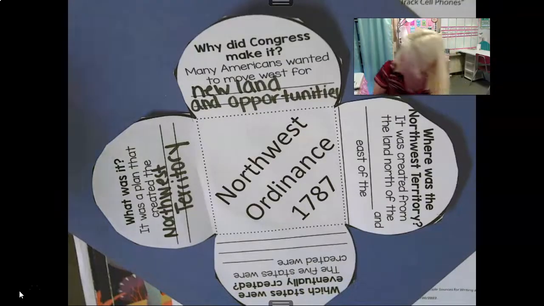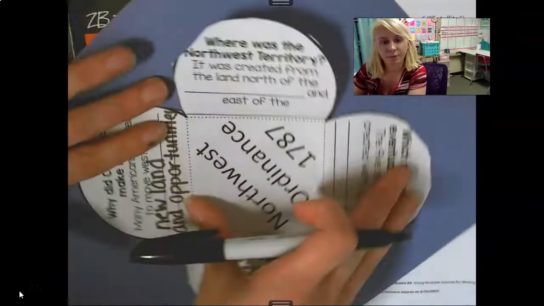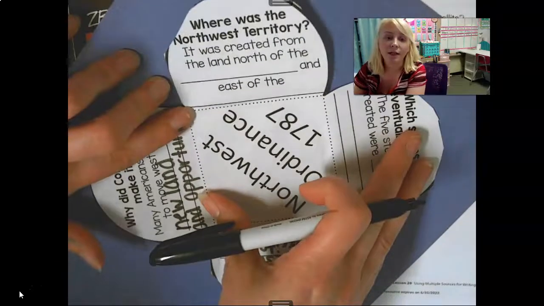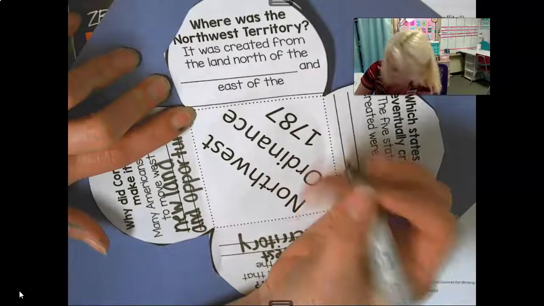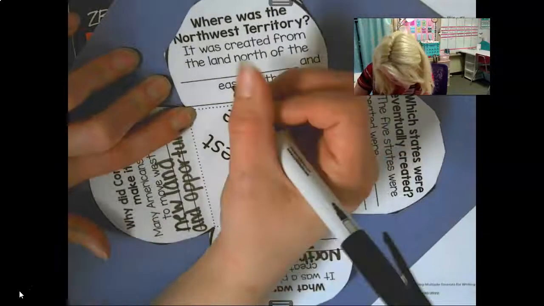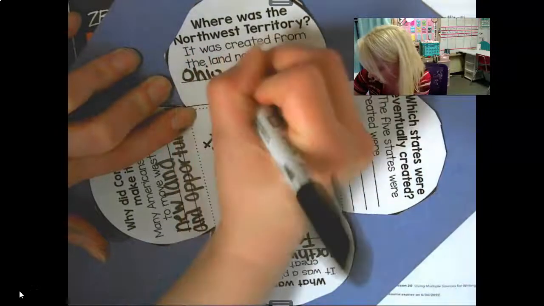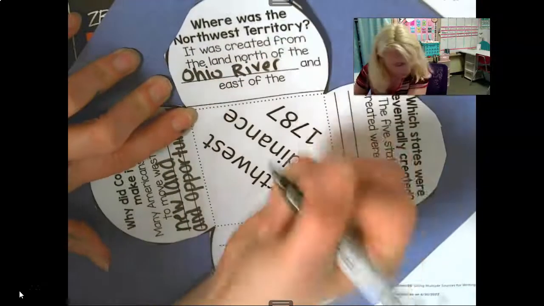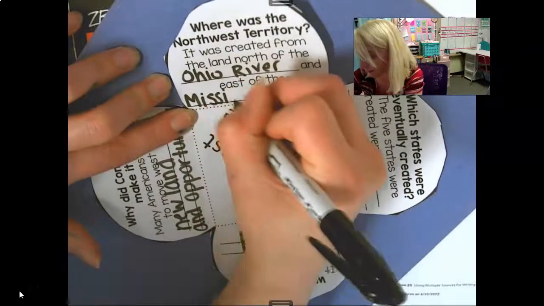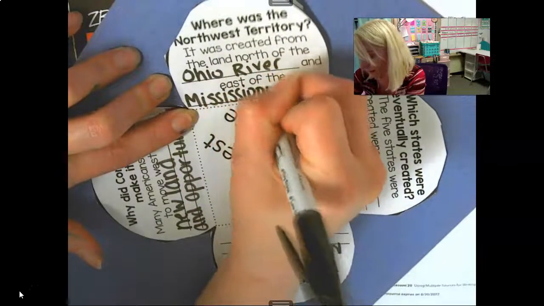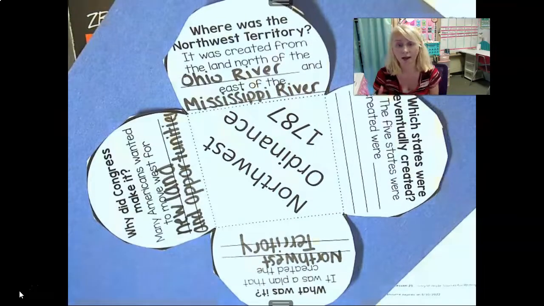All right, where was it? That's our next one. Where was the Northwest Territory? It was created from the land north of the Ohio River. I lost my place. And east of the Mississippi River. And I'm going to show you a map in just a few minutes of where that was.